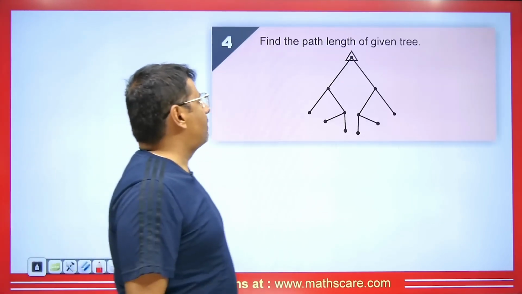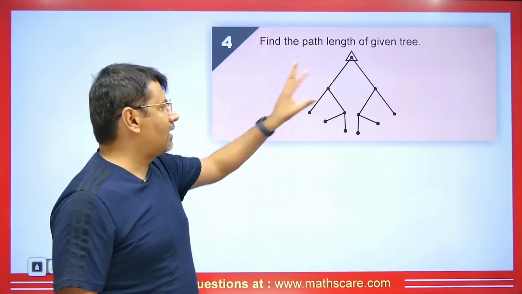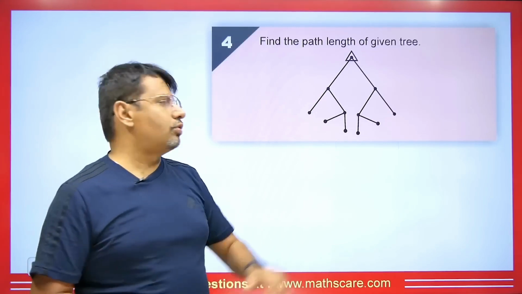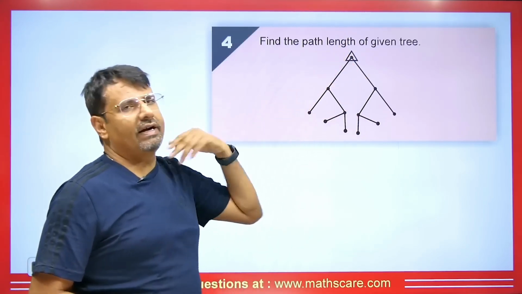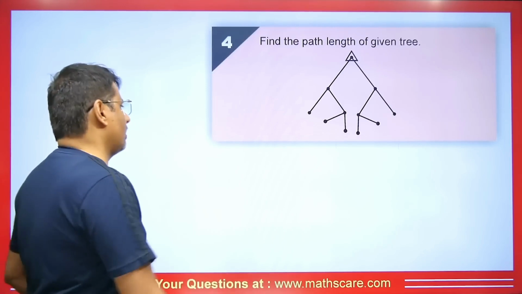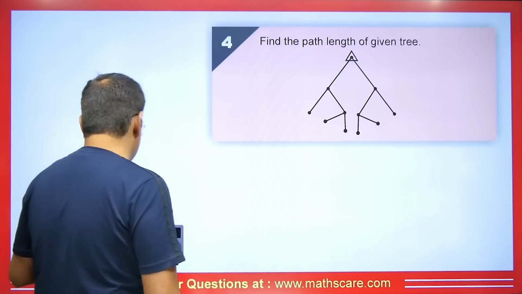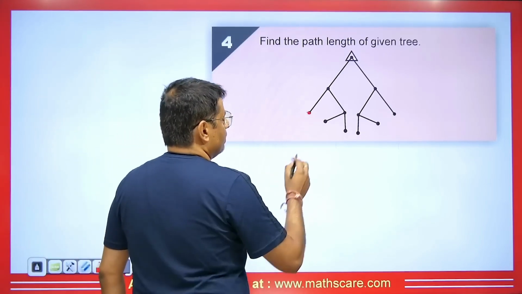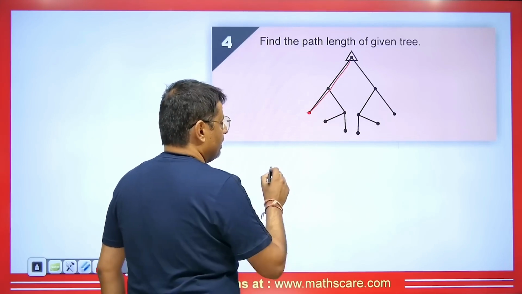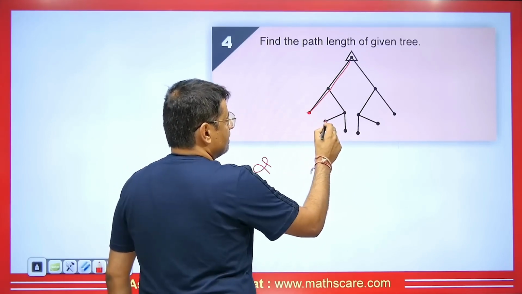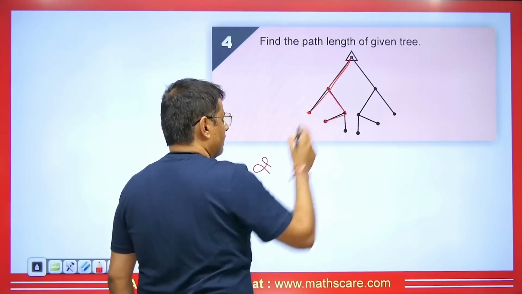Next question, find the path length of the tree. You are given this tree and you have to find its path length. So what do we do? We take the distance from the root to the pendant vertex. We will calculate the distance of all the pendant vertices. This is one pendant vertex. From here, its distance will be 1, 2. For this pendant vertex, the distance from here is 1, 2, 3, right?